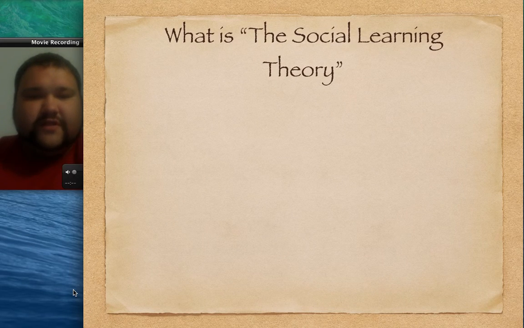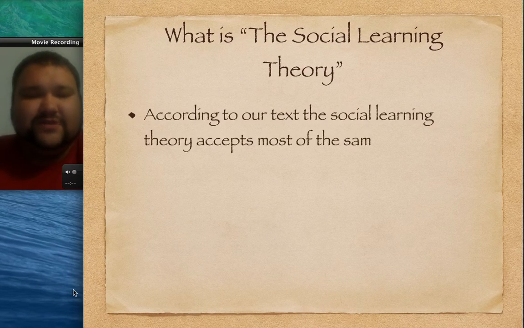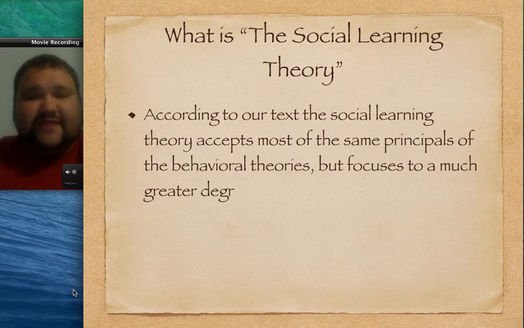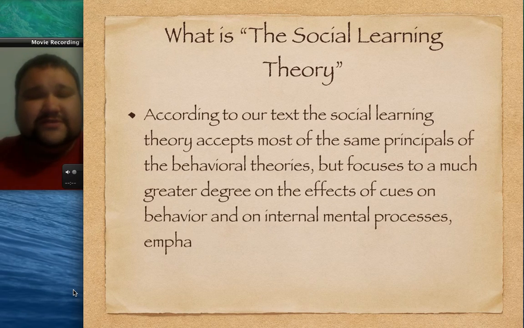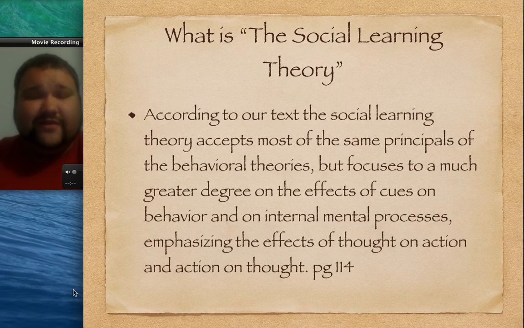What is social learning theory? According to our text, social learning theory accepts most of the same principles of behavioral theories, but focuses to a much greater degree on the effects and cues of behavioral and intentional mental processes, emphasizing the effects of thoughts on action and action on thoughts.